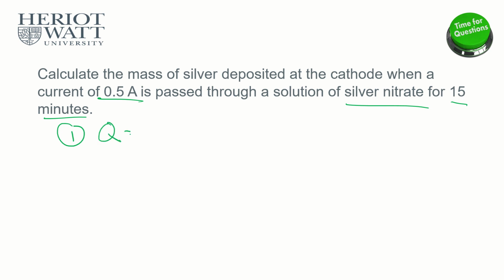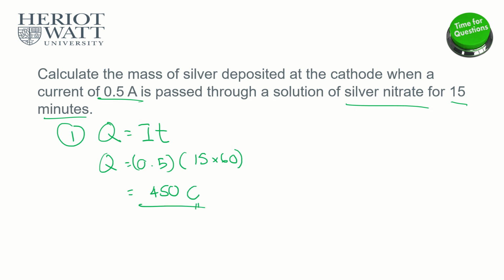All right. Now, first, we always use Q equals I T. Looks familiar, right? This is to calculate the charge, or the quantity of electricity. So Q equals I, which is 0.5. T here is 15 minutes, but T is actually in seconds. So 15 times 60, converting it into seconds, you get 900 here. 900 times 0.5 gives 450. All right, so this is the Coulomb charge. First step, I got the charge. This is the total charge passing through the electrolyte for 15 minutes.